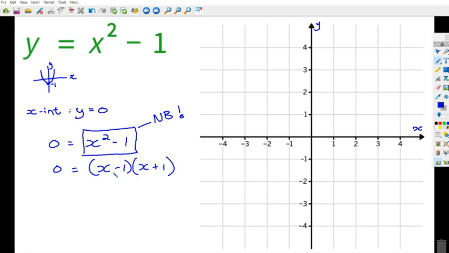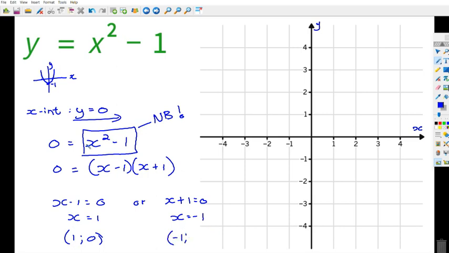Because this is why. When I've got bracket times bracket equals 0, we know that one bracket equals 0, or the other bracket equals 0. So that means x is 1 or x is negative 1. What's the point if x is 1? X is 1, and y? What y value did I substitute in the beginning? Y is 0. And the other point: x is negative 1, and the y value is 0. There are my x-intercepts, guys. There are the 2 points that I was looking for.